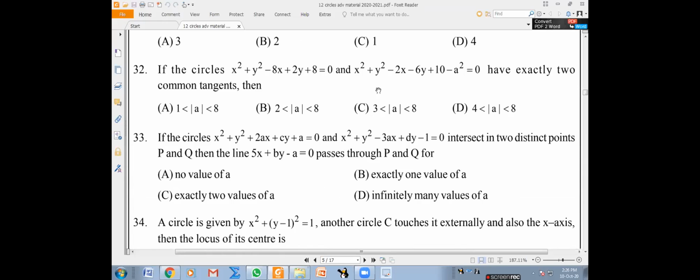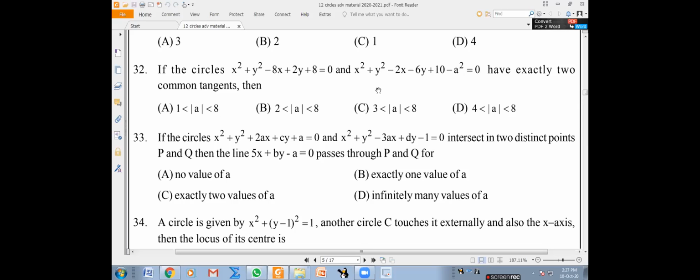Or you can even try to do it from the figure. How is that from the figure? Let us see. I have a circle with center (4, -1). Somewhere there is a circle with center (4, -1), and what is the radius? 17 minus 8, so 3 units. And another one has center (1, 3). So from here to here, what is the distance? Root over 3 square plus 4 square, 5 units.